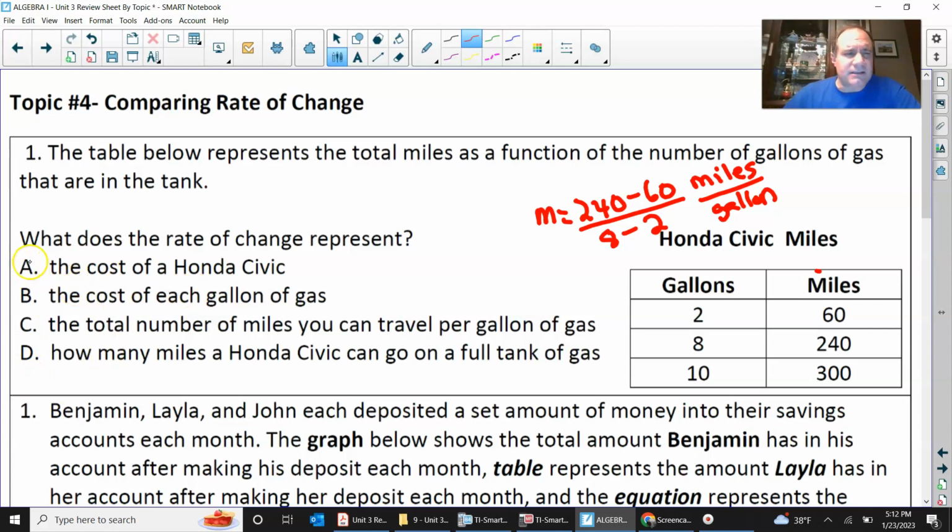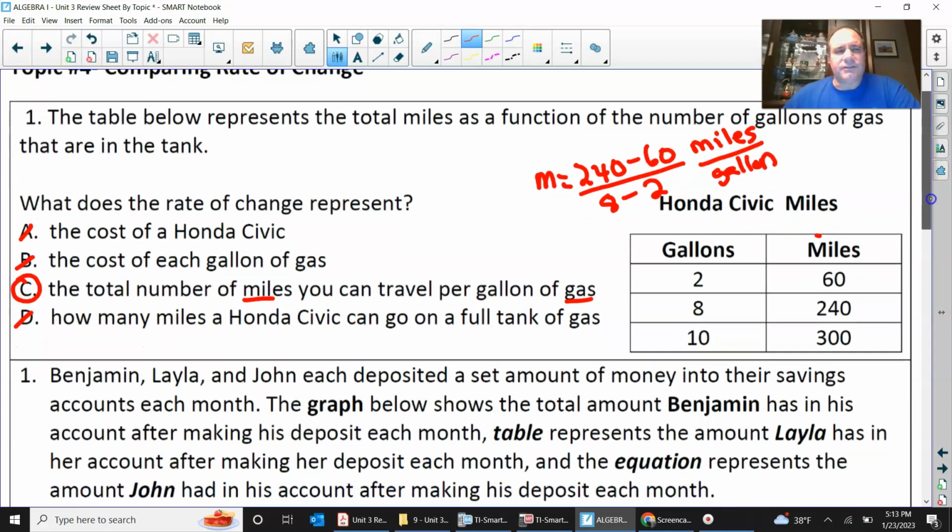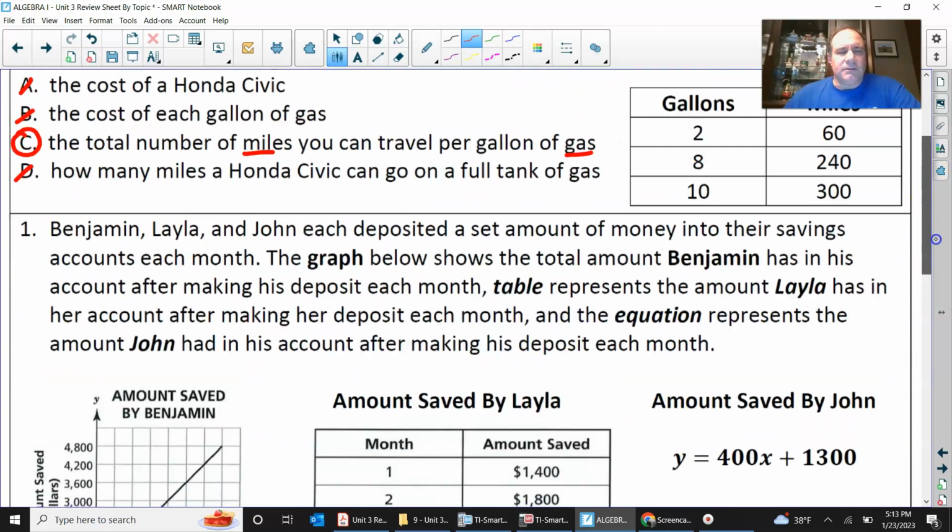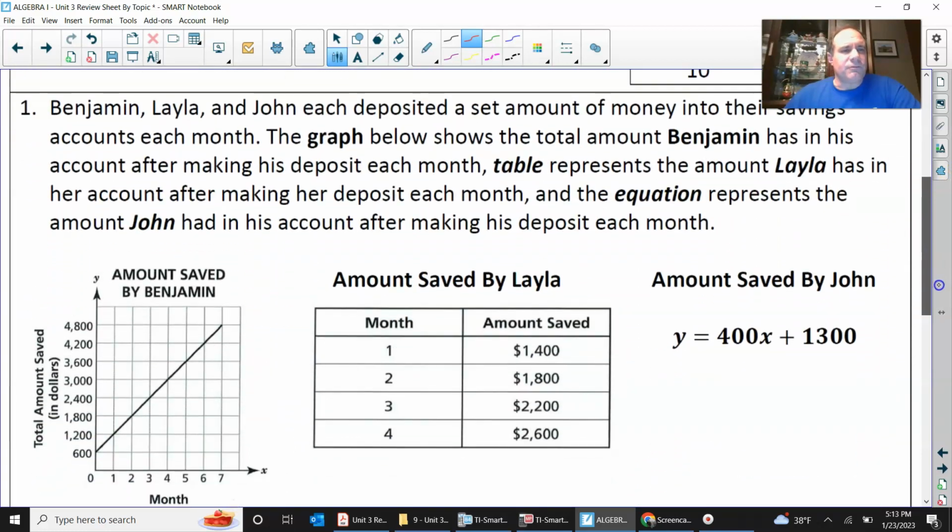The cost of the Honda Civic? No. The cost of each gallon of gas? No. The total number of miles you can travel per gallon of gas. Miles, gallon. How many miles a Honda Civic can go on a full tank? No, it has nothing to do with that. C is your answer.